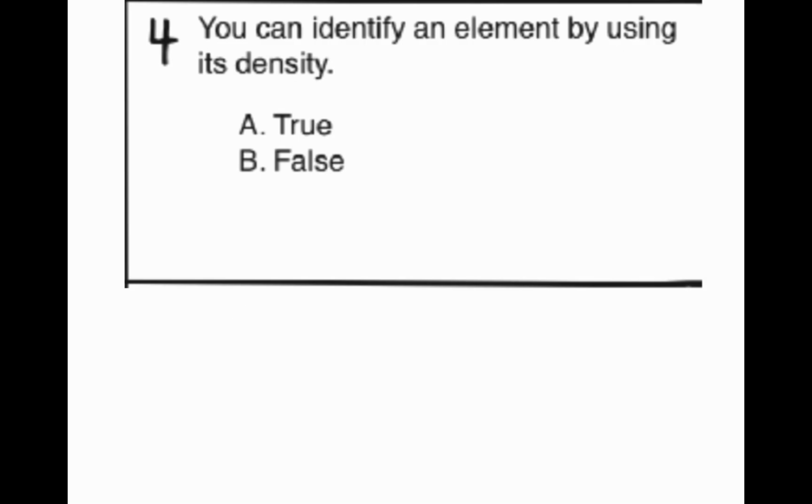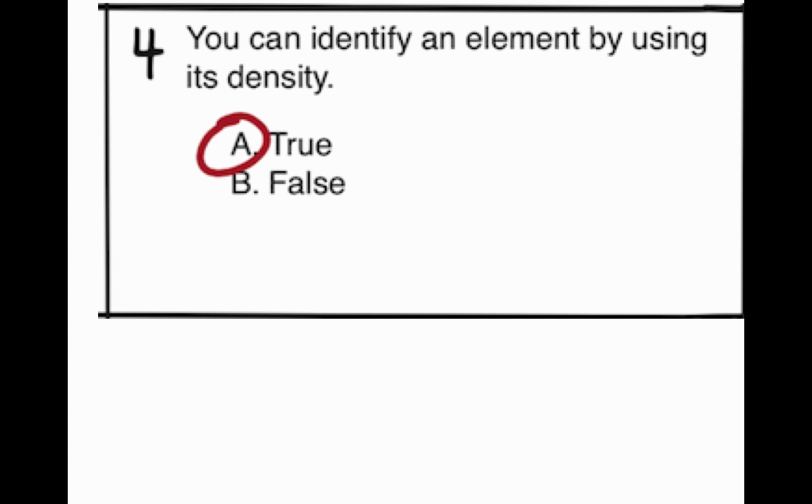Number 4, you can identify an element by using its density. Is that true or false? And that is true. So we will get more into that when we talk about the periodic table, but that is one of the properties, is what is the density of the element. So if we talked about like bricks on a house earlier in our other video, a brick of gold, like the size of a brick on a house, that would weigh about 80 to 90 pounds. So gold is a very dense element.